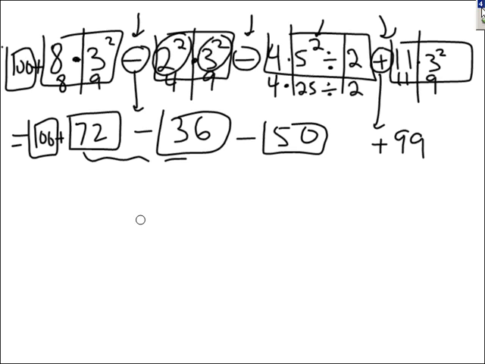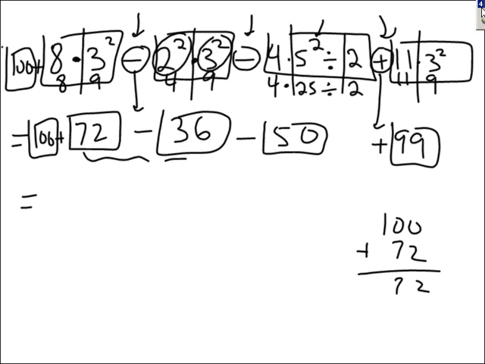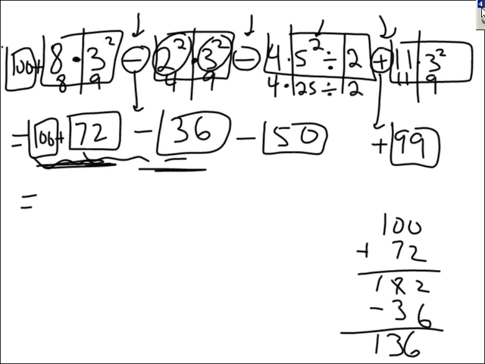Do this on the side maybe. Do side work on the side. 100 plus 72, that's 172. That's this. That's this. And now we take away 36. If you do your math right, you get 136. 12 take away, you can't do 2 minus 6, so you borrow. 12 take away 6 is 6. You borrow it from the 7, you have a 6 now. 6 take away 3 is 3, and the 1 comes down.